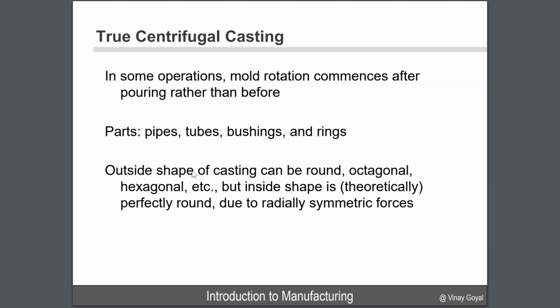And that's very nice because you can make a lot of parts like pipes, tubing, bushings, rings, and the outside shape can be amazing. It can be a hexagon. I don't care. It can be some other shape. As long as you can actually rotate at high speeds, you can get the molten metal to go out there, right, to the inner surface of that mold and start getting a part that you want.